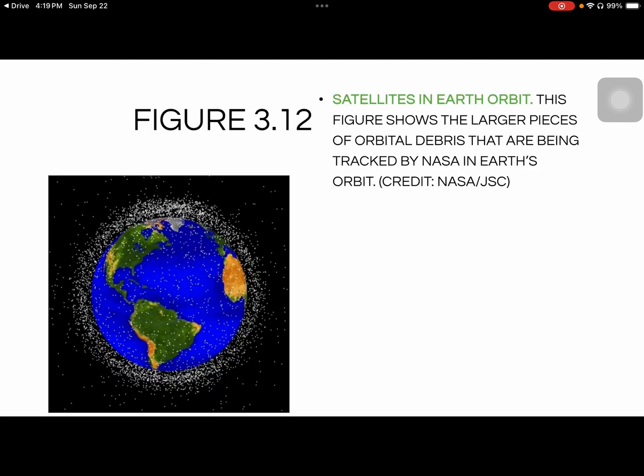So because of that, we have a lot of satellites that actually orbit Earth. This figure shows the largest pieces of orbital debris that are being tracked by NASA in Earth's orbit. So this is a slightly older picture or demonstration of what that would look like, and there's probably a lot more to that now. So every little dot here is a satellite. So we have hundreds of thousands of satellites up above Earth's atmosphere right now. And they just kind of hang up there and travel around the Earth and keep moving around, sending data, collecting data. Each one does its own thing.